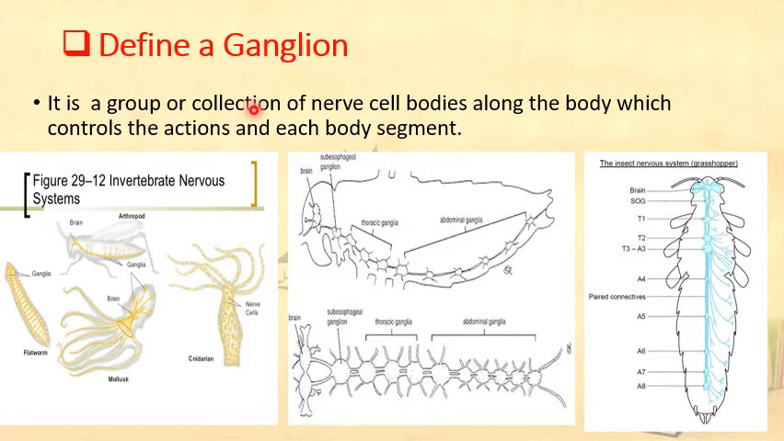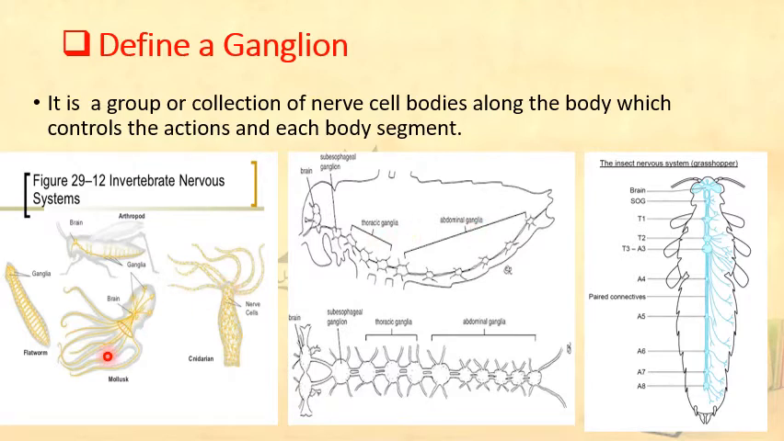A ganglion is a group or collection of nerve cell bodies along the body which controls the actions in each body segment. Look here at the nervous system of the grasshopper. We are showing you the nervous systems of many invertebrates. Look at the grasshopper. All along its body we see something called ganglia. Here the circles are cell bodies. These are all ganglia. Look at its composition. We have subesophageal ganglion, we have thoracic ganglia. These three are thoracic ganglia, and all these are abdominal ganglia.